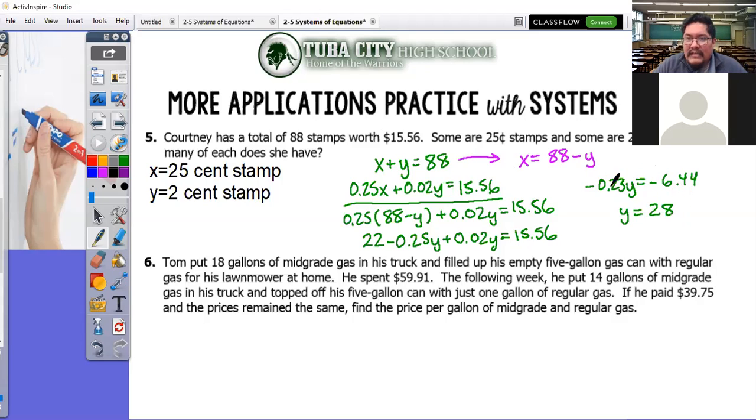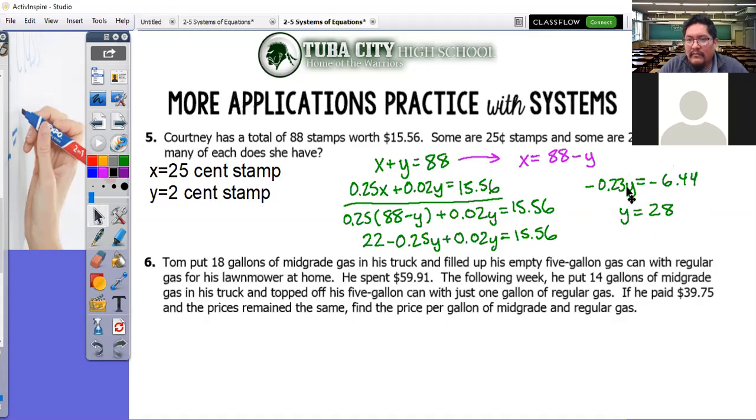And if I divide both sides by 23, so again, if I had $6.44 and I had to break it into as many 23-cent pieces as I could, I'd have 28 of them. So that means that we would have 28 of the 2-cent stamps. So there's one of our solutions. And we're going to have to send this back in to one of the equations to get the other side. And this is probably going to be a little bit messy.